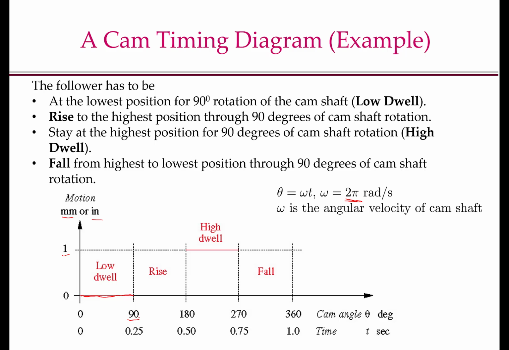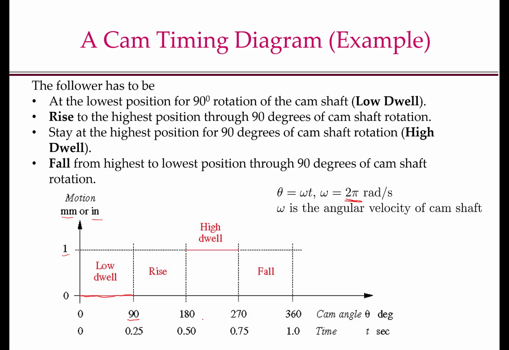During rise, which occurs between 90 degrees and 180 degrees of camshaft rotation, the follower goes from the low dwell to the high dwell. How this curve looks, that is not yet specified here. That is what we have to design. It is also specified that the follower stays at this high dwell position for 90 degrees of the camshaft rotation. And then during the last 90 degrees, or between 270 degrees and 360 degrees, the follower will come back to its original position, or will fall back to its original position.